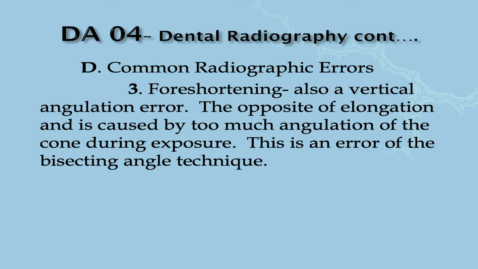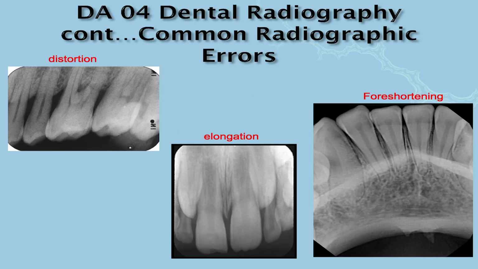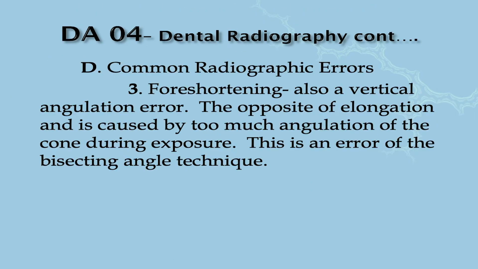While you're doing the lab portion, it'll be good for you to actually practice taking these images and getting to see where sometimes things look elongated or foreshortened. Foreshortened is also a vertical angulation error, the opposite of elongation. It's caused by too much angulation of the cone during the exposure, and it's also caused during the bisecting angle technique.